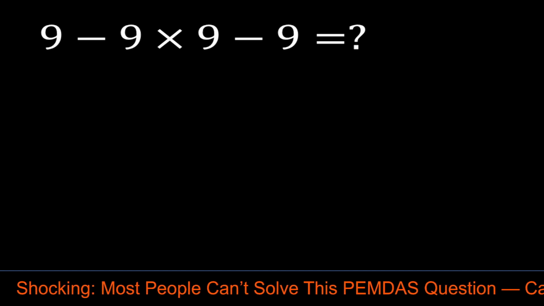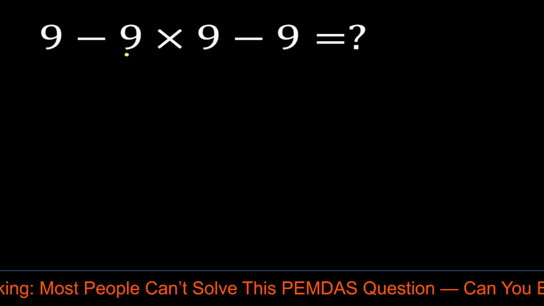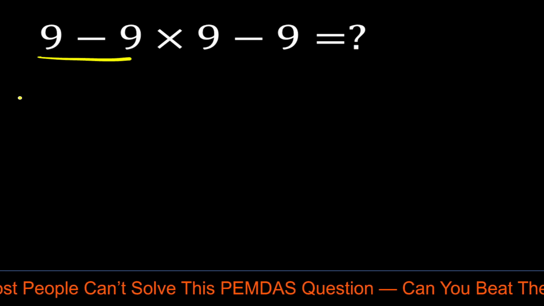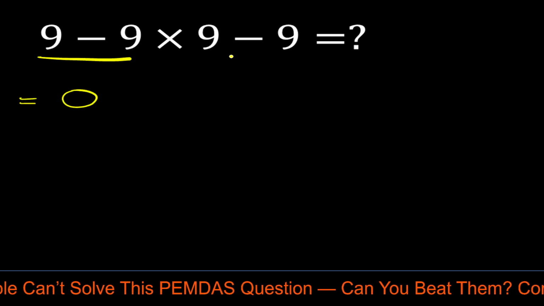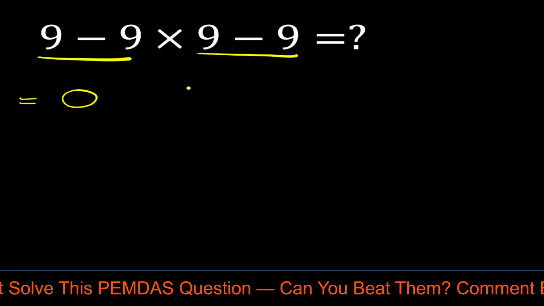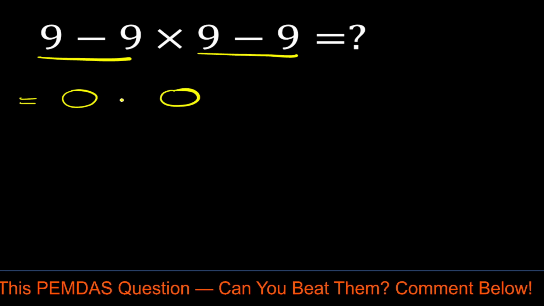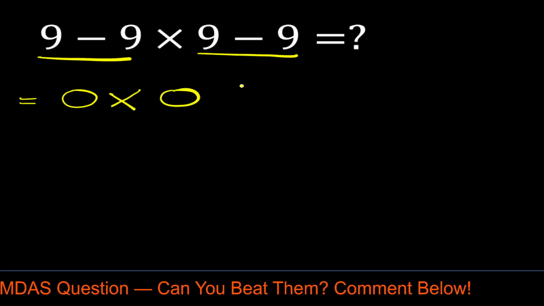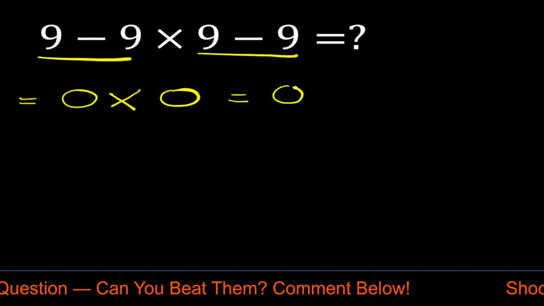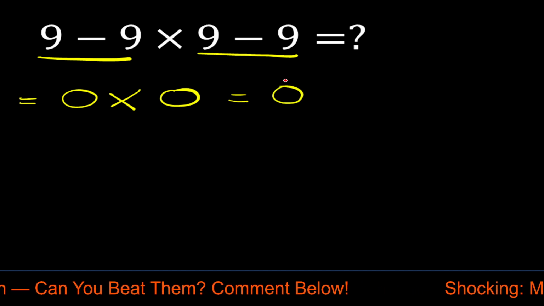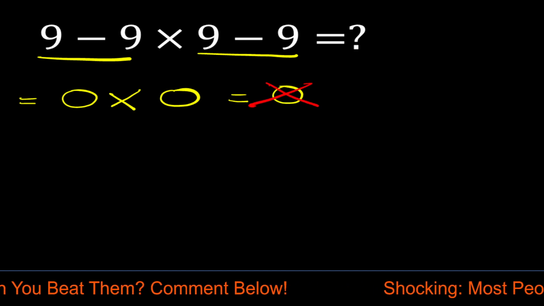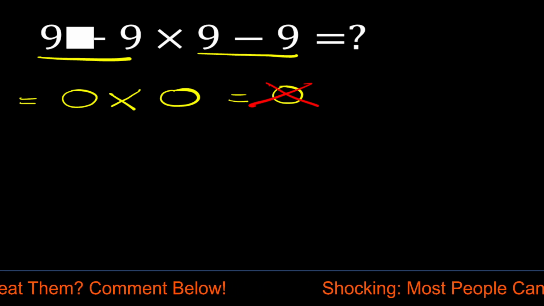So most people solve this question like 9 minus 9. So 9 minus 9 is equal to 0, right? Then again 9 minus 9. So 9 minus 9 is equal to also 0. Now 0 times 0. So 0 times 0 is equal to 0, right? But this answer is not correct. This answer is completely wrong.